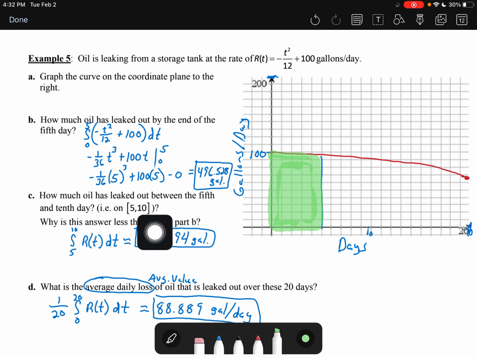And then this next one, a similar question, but this time just a different interval. It says, how much oil has leaked out between the 5th and the 10th day? So, i.e. on the interval from 5 to 10. So we're just doing the same process.